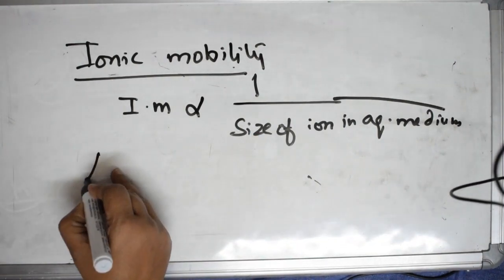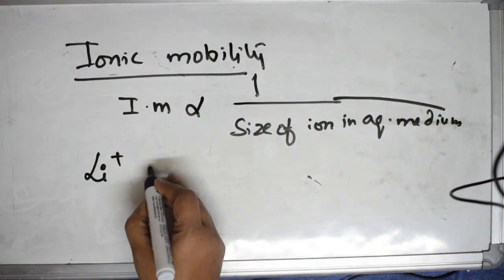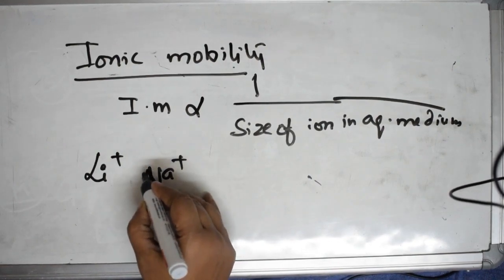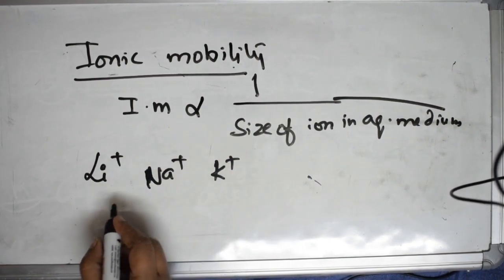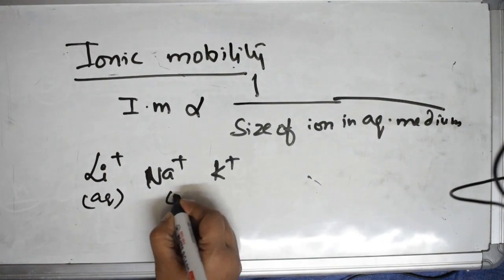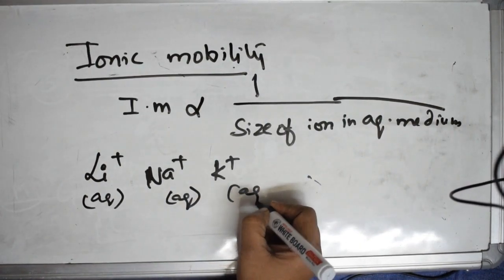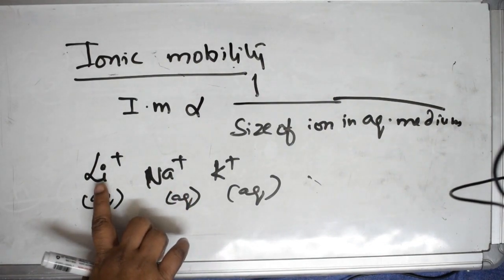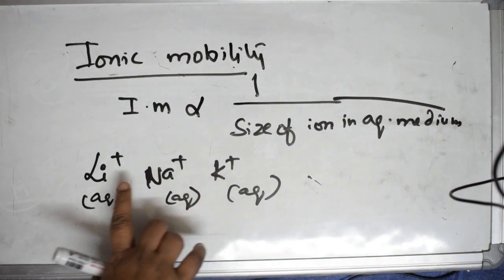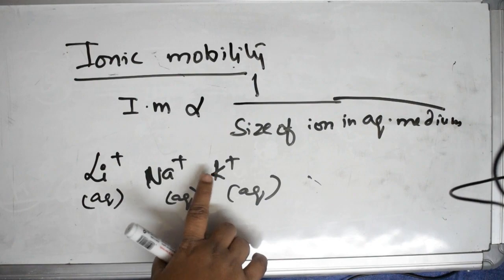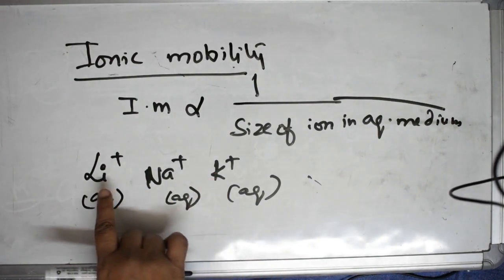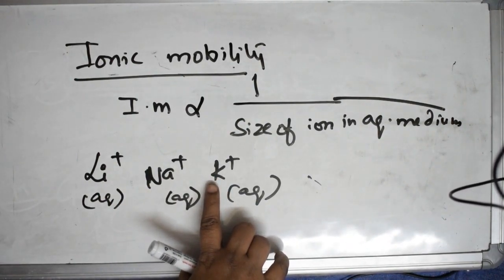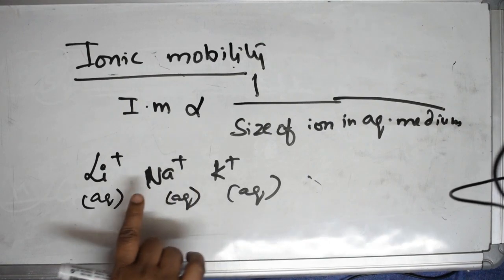Now suppose they have given me lithium plus cation, sodium plus cation and potassium plus cation. So all are ions formed in the aqueous medium. Now you tell me, students, among all these, which is the bigger cation? When we move from left to right, the atomic size decreases, isn't it? Among all these three ions, the potassium ion is larger in size compared to lithium.